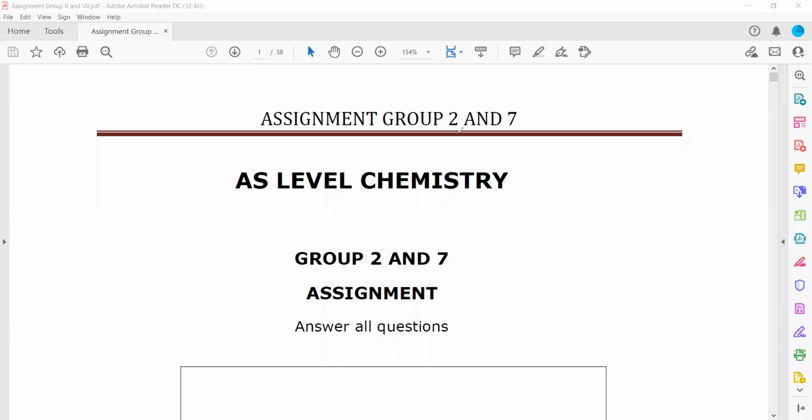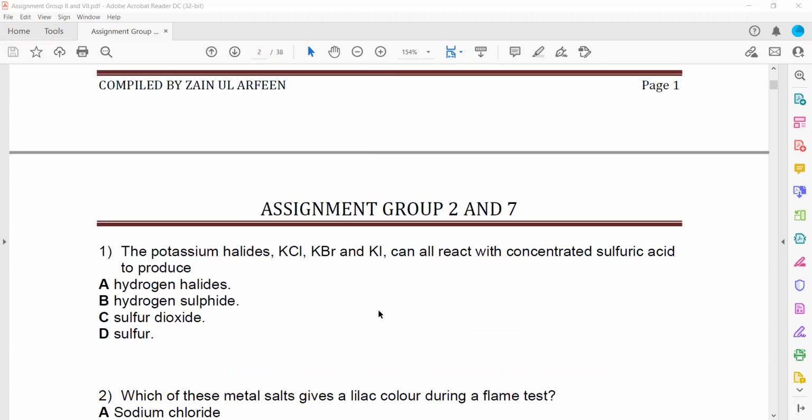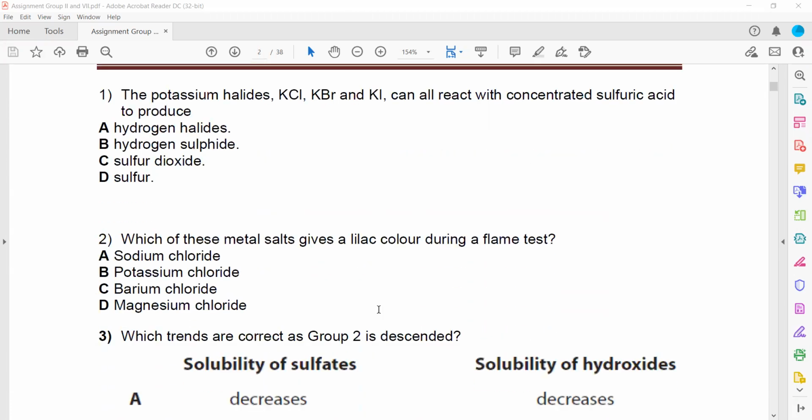So, assignment related to groups, and mainly we'll discuss group 2 and group 7, the questions related to the topic. The first question: potassium halides, which are KCl, KBr, and KI, can react with concentrated sulfuric acid to produce.